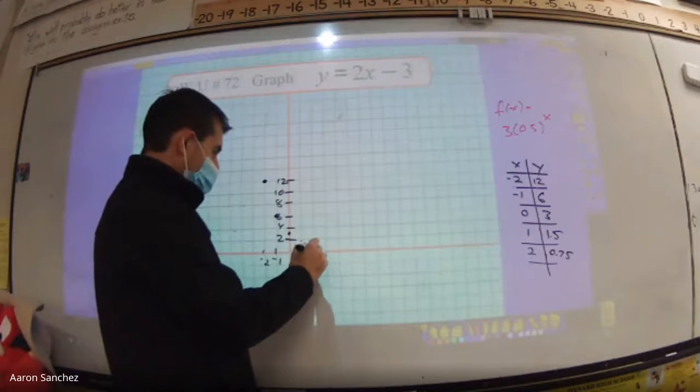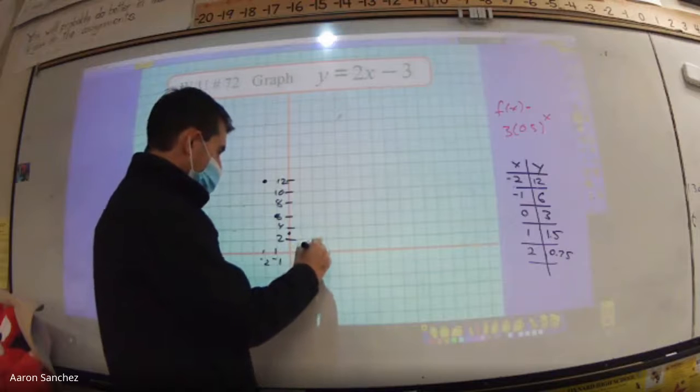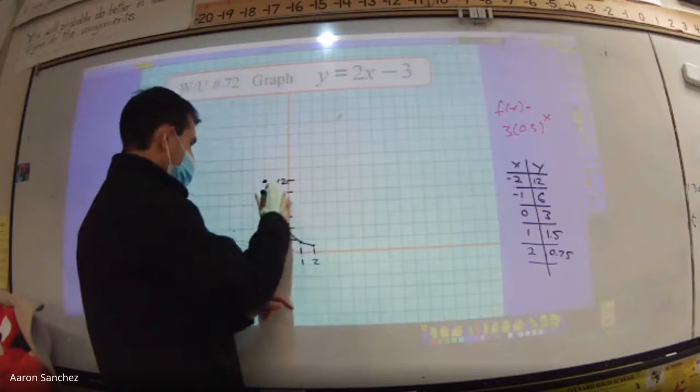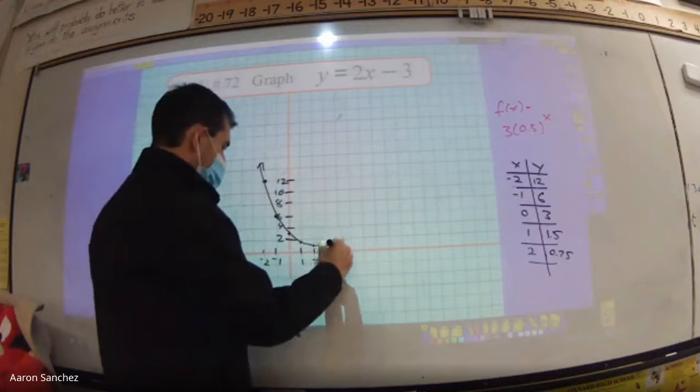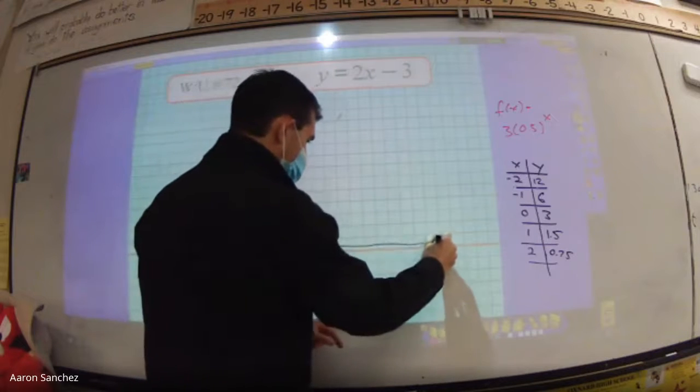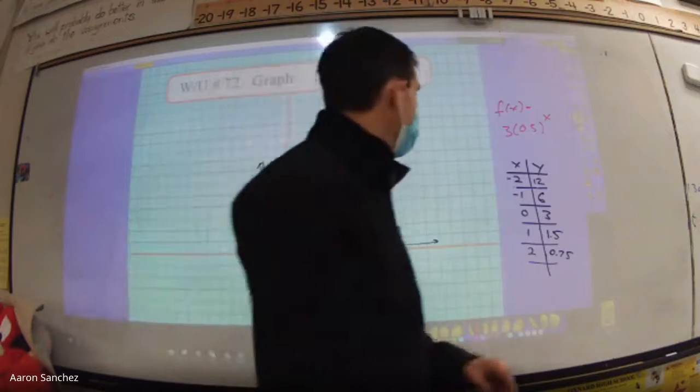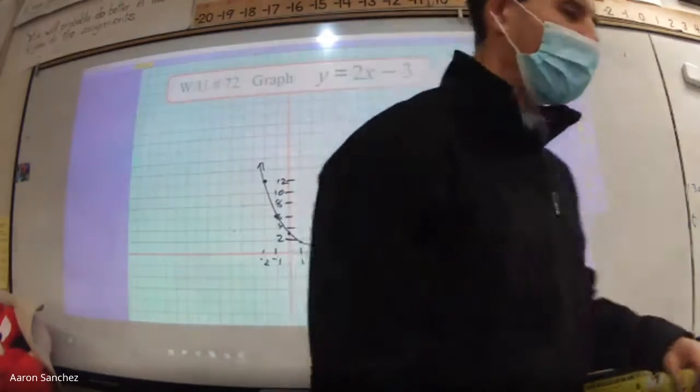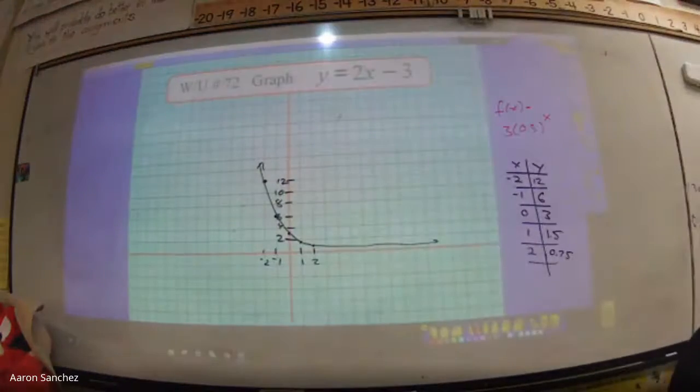And 2 is 0.75, which would be right about there. And then you just go like this, connect, and then you do the tail. Get as close to the line as possible and it goes on forever. There's y equals f of x equals 3 times 0.5 raised to the x power.